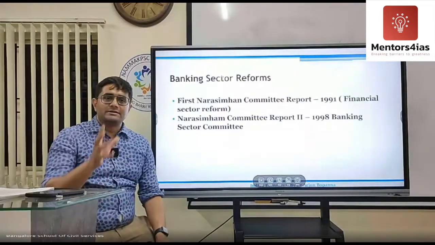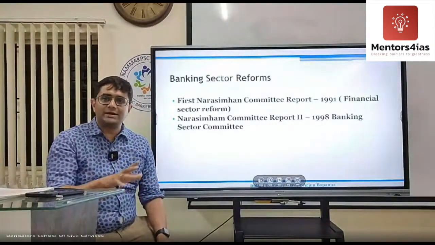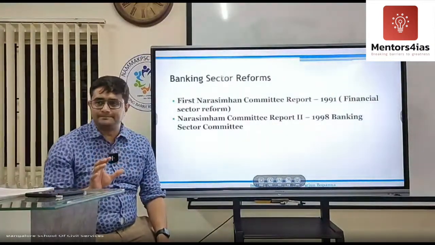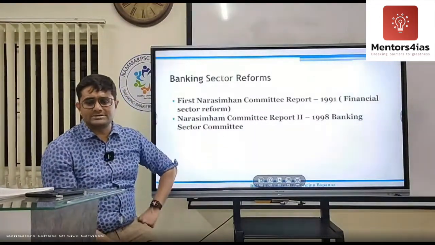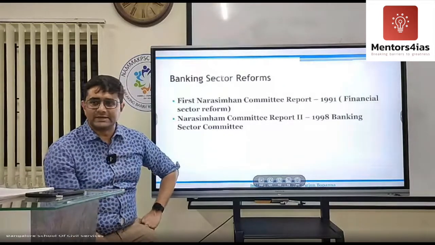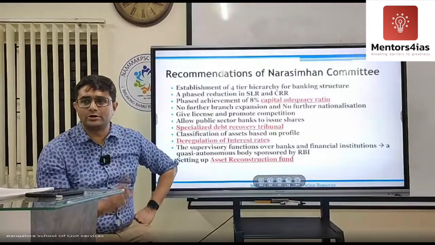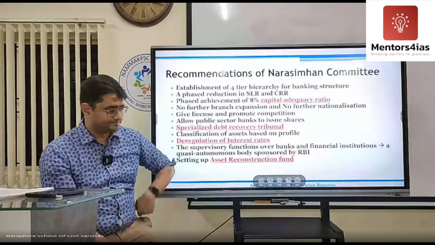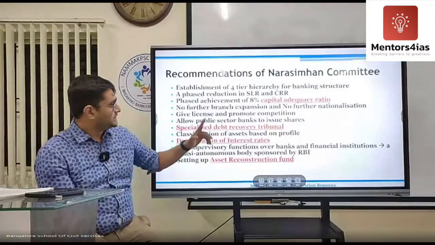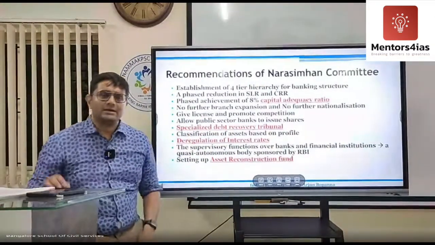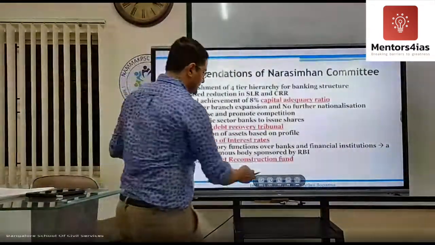Meaning, the first committee dealt with the financial sector as a whole. The second committee dealt with banking specifically. But both were headed by Narasimhan only. So we'll discuss what is specific to the banking sector itself. So the first report, Narasimhan committee report 1 on the financial sector. One by one we will discuss. That which is in red or something like that, some may have to be dealt with in detail, which I will do in the course of our further discussions.